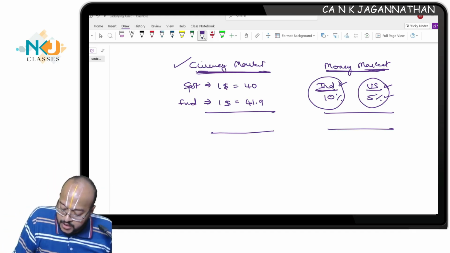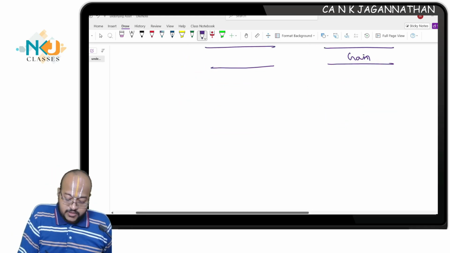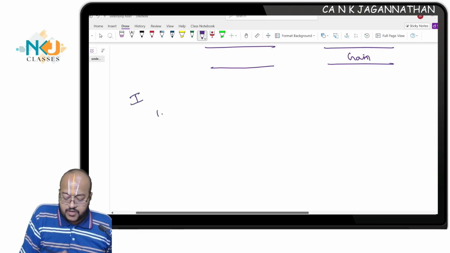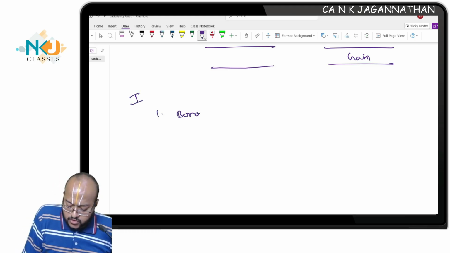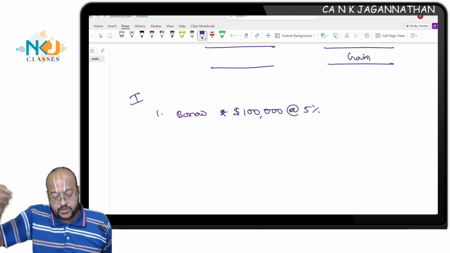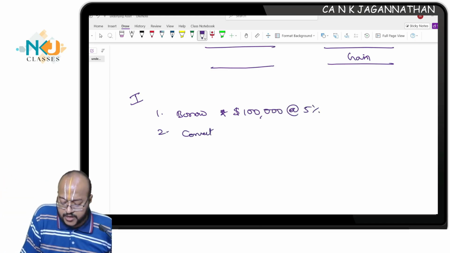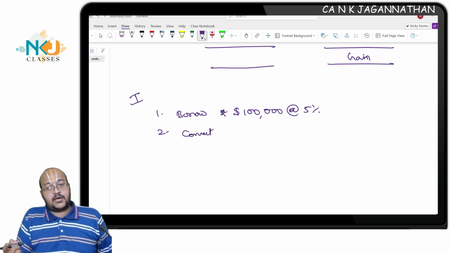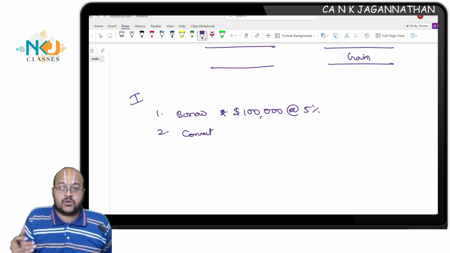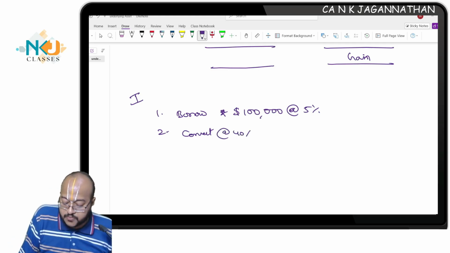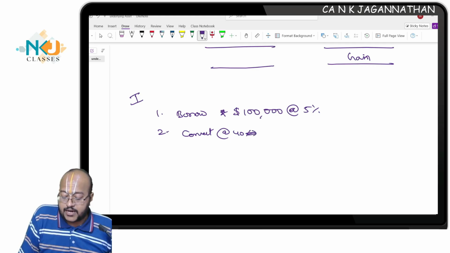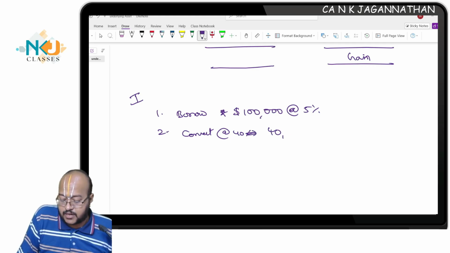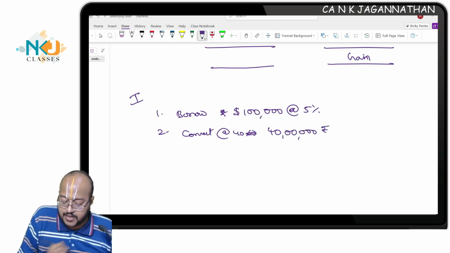Just listen. Here I see that in the money market there is an opportunity for profit. First step: I borrow in US dollars. Assume I borrow $1 lakh from USD, at the 5% interest rate prevailing in US dollar. Next step, I convert into INR. Since I am converting today, I will use the spot rate of 40 and convert this 1 lakh dollar. How much INR will be in my hand? 40 lakh rupees. 40 lakh INR will be there.